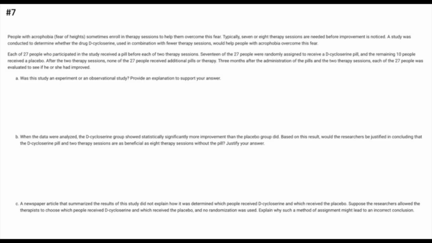Question A. Was this study an experiment or an observational study? Provide an explanation to support your answer. This is, of course, a very clear-cut example of an experiment. There is a treatment group that receives the treatment, which is the pill, and there is a control group which receives the placebo.